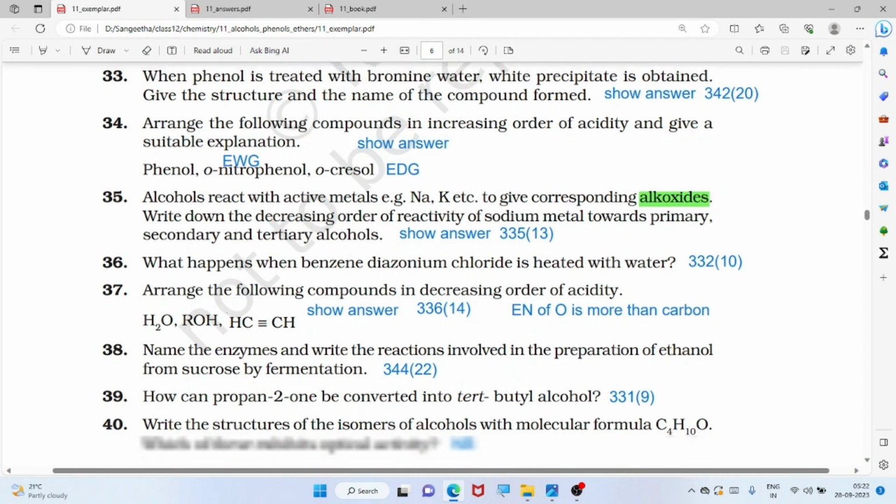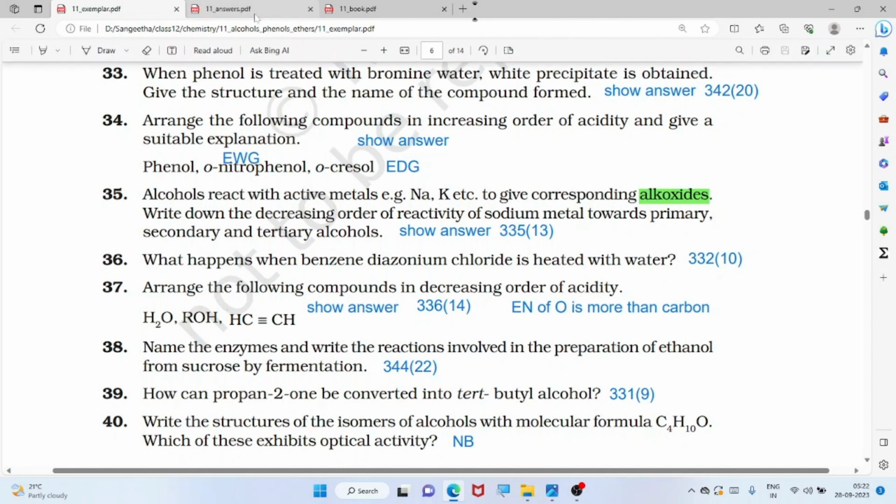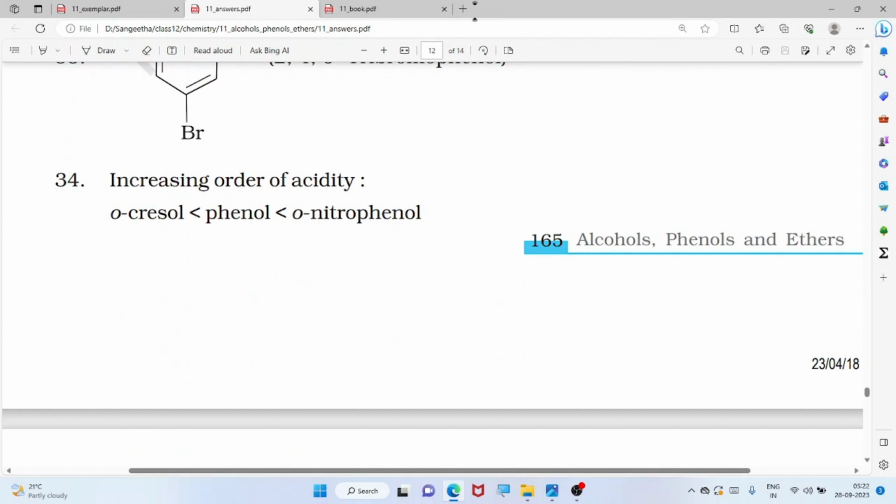Arrange the following compounds in the increasing order of their acidity and give the suitable explanation. Okay, this is more acidic than phenol, then this has an electron donating group here. So this is more acidic than phenol. Then phenol is more acidic than this, because this has an electron donating group. This is having an electron withdrawing group. That is more acidic than this.